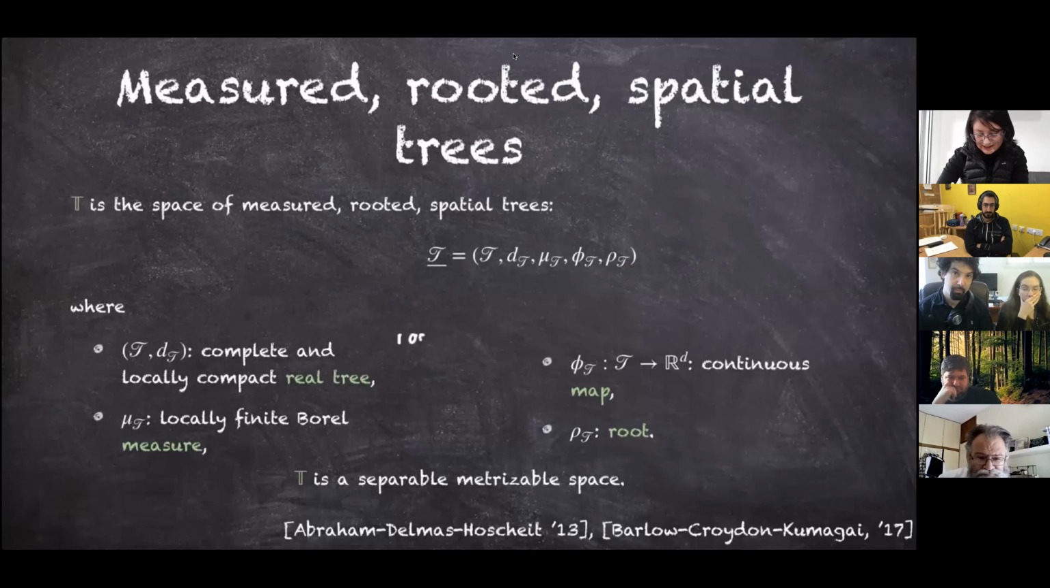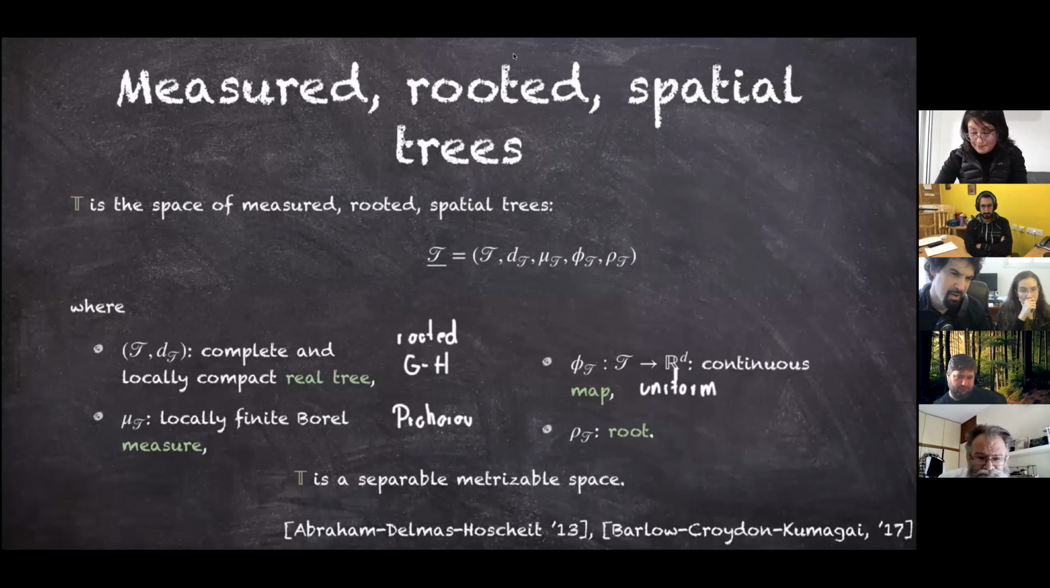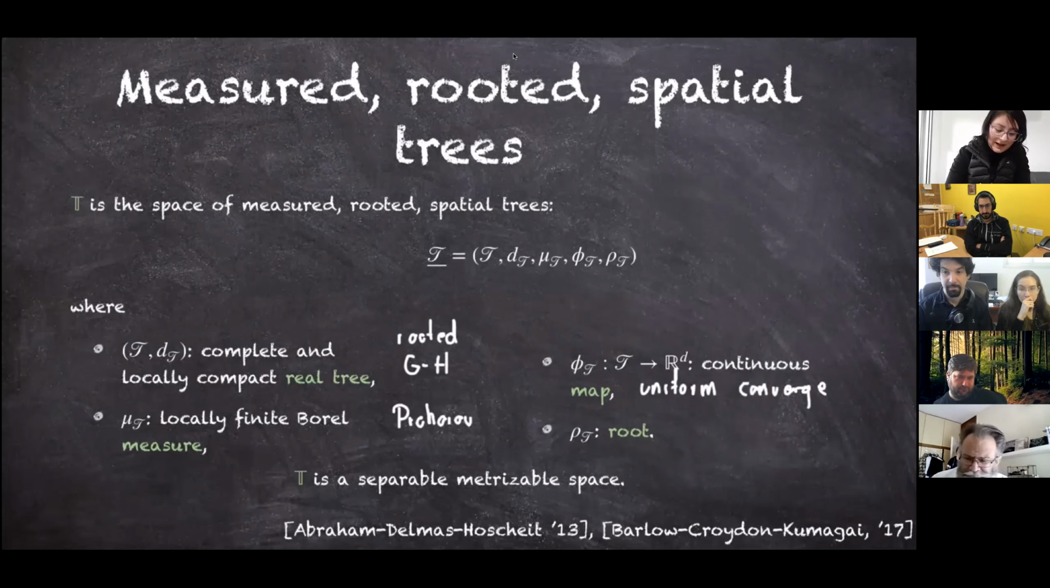So I had here rooted Gromov-Hausdorff, Prokhorov. And for a continuous map, well, this is just a function onto R^d, so we can simply talk about uniform convergence to compare different embeddings. And it is straightforward to define a metric for T that is essentially the sum of each one of these elements and gives you a metric for this space T.